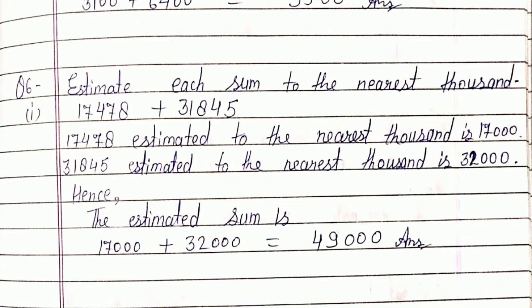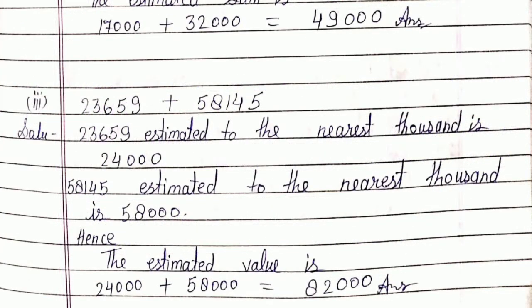Question number 6, part 1. 17,478 estimated to the nearest 1000, that is 17,000, because 4 is less than 5. 31,845 estimated to the nearest 1000, that is 32,000, because 8 is greater than 5, so we will add 1 to the rounding place. Hence the estimated sum is 17,000 plus 32,000, which is equal to 49,000.